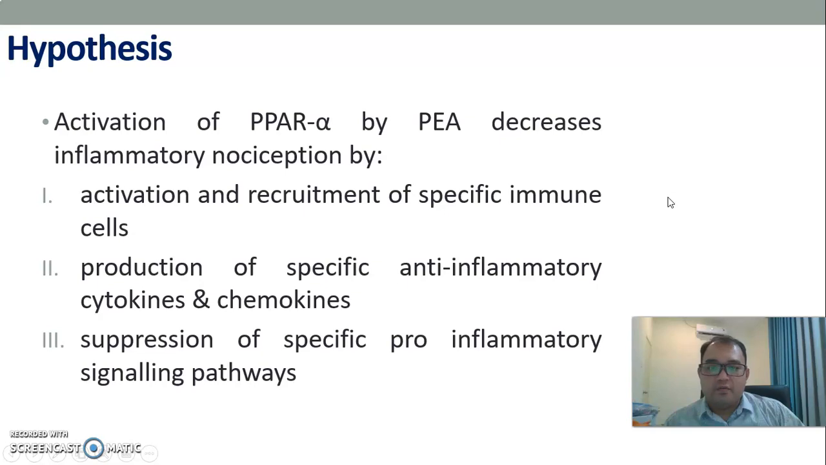So our hypothesis for why PEA has this kind of effect is that it is probably caused by the activation and recruitment of specific immune cells, or PEA actually controls the production of specific anti-inflammatory cytokines or chemokines that are responsible for the cell attraction. And also PEA might suppress a specific pro-inflammatory signaling pathway, which in this study is NF-kappa B.